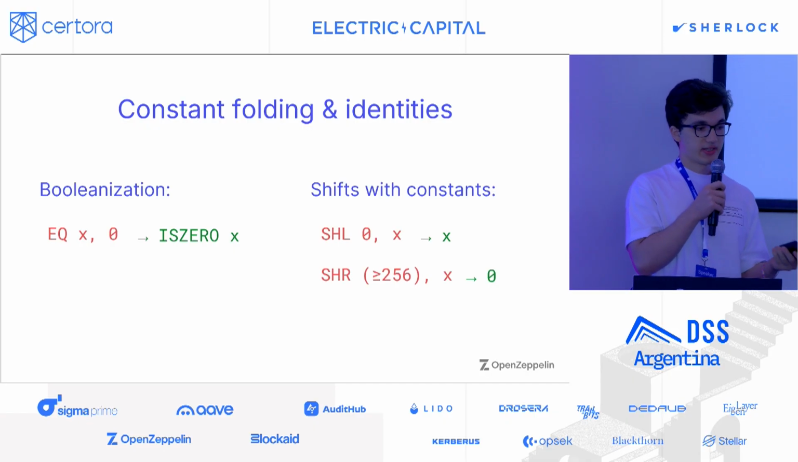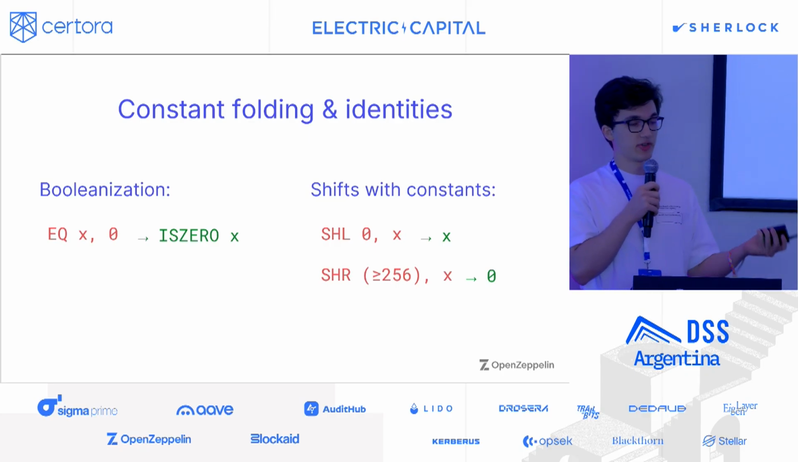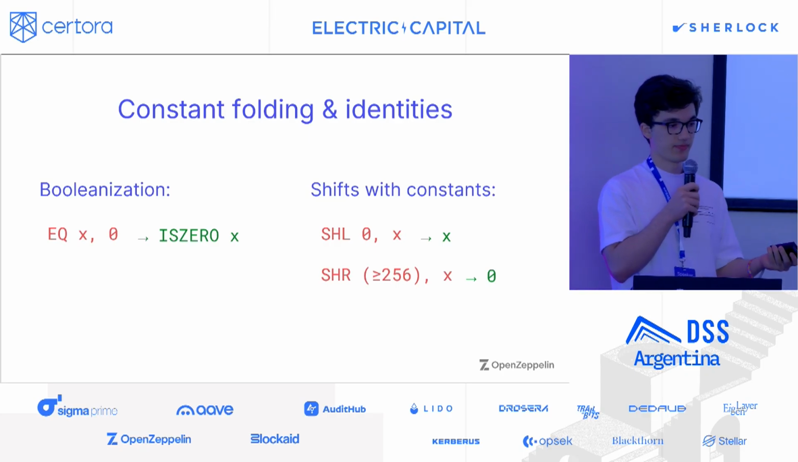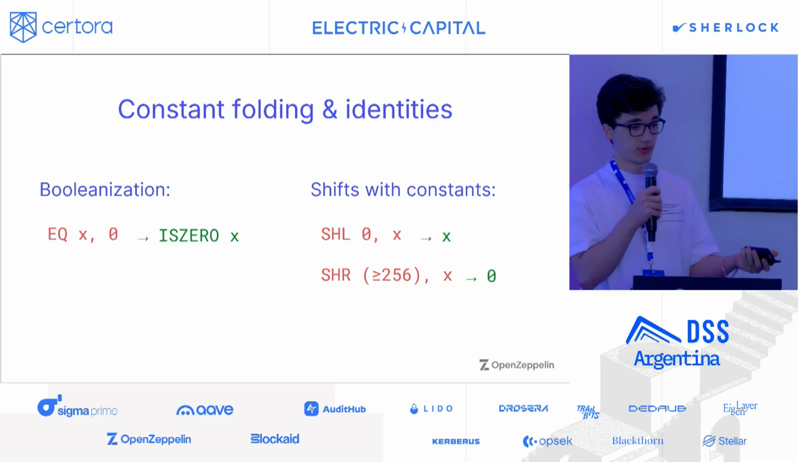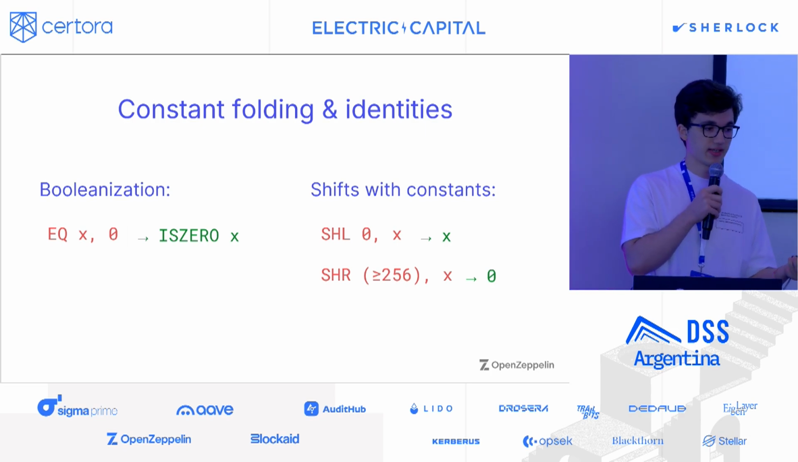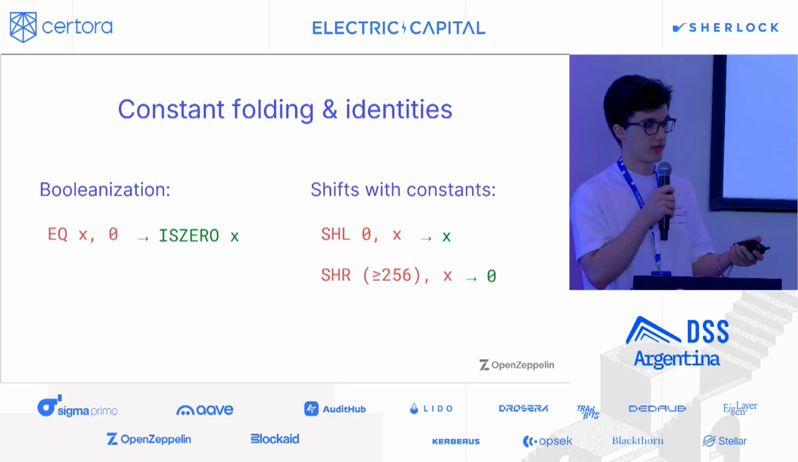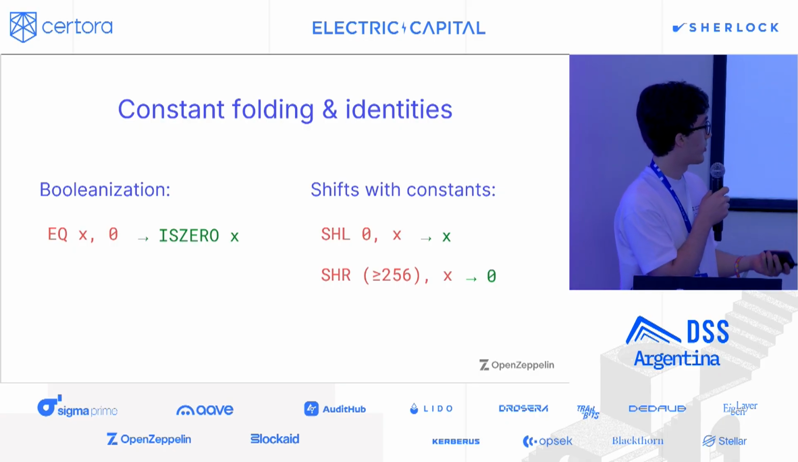And shifts follow predictable rules as well. Shifting by 0 bits gives you the same value, and shifting by more than a word size guarantees 0. The peephole optimizer recognizes those cases and replaces entire opcode sequences with a minimal equivalent.